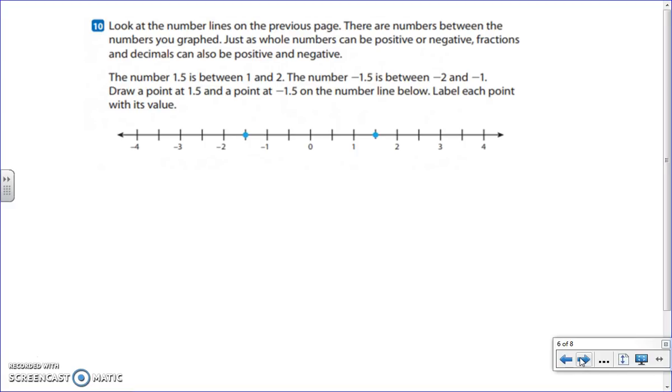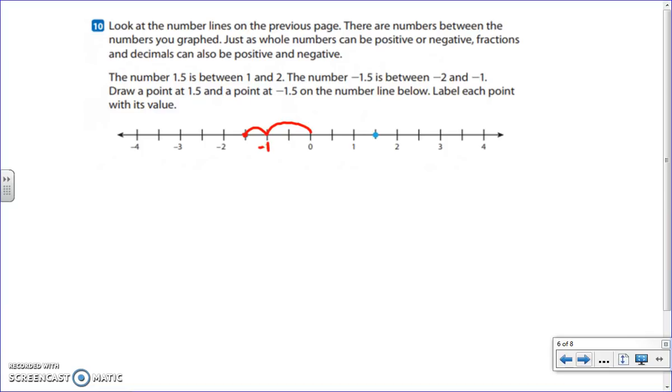Draw a point at 1.5 and a point at -1.5 on the number line below. Label each point with its value. So I'm going to tell you that this is a common mistake here. When people graph the -1.5, they see -1 and then they go another 0.5, and they like to try to put -1.5 there. But -1.5 should be 1.5 away from 0, and so you can see why they would put -1.5 here. You would understand why they might think that, but really, because they're on the negative side, they should actually be going -1 and then another half, which would be right there.